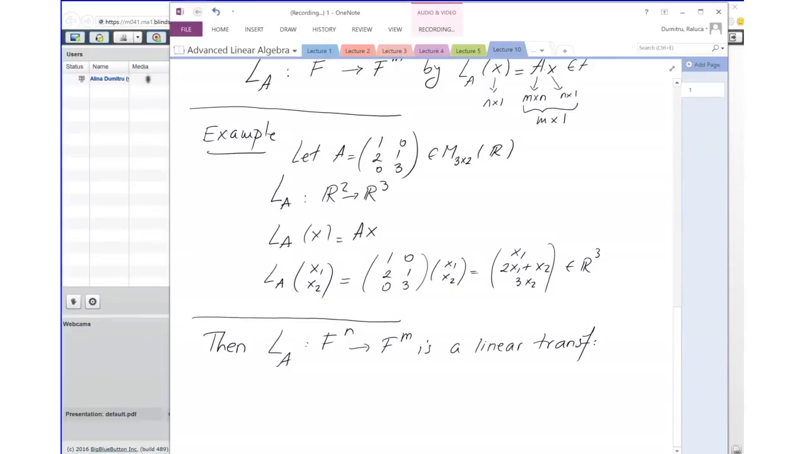L sub A is a linear transformation. In order to check that, all I need to do is apply it to a sum like this: L sub A of Cx plus y. L sub A is left multiplication by A, so this is A times Cx plus y.